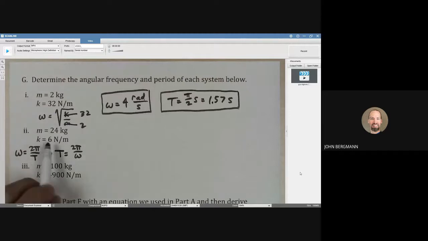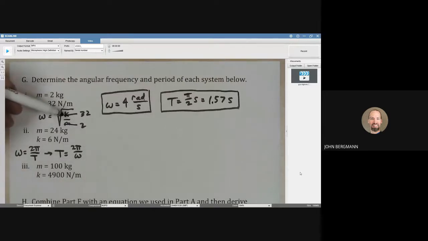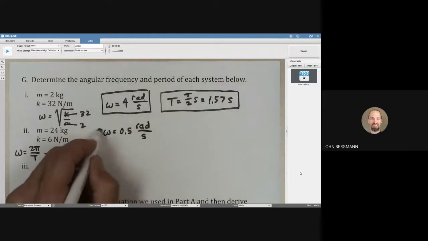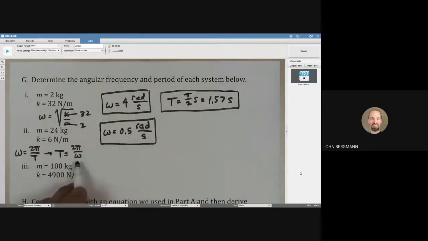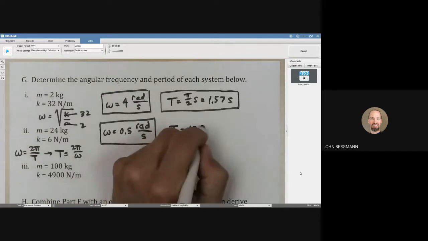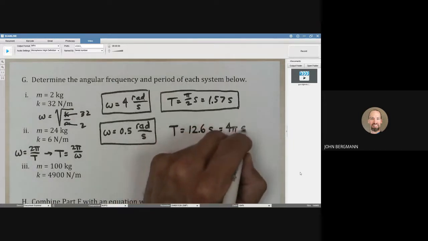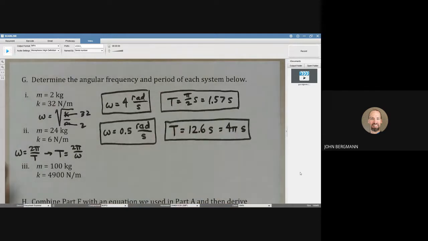All right, how about the next one? What if we put a 24 in the numerator? Oh, no, 6 in the numerator, 24 in the denominator. That's the square root of 0.25, which is a half, isn't it? 0.5. You check me on that. Radians per second. All right, then if we put 0.5 in here, that's essentially 4 times pi, which is about 12.6 seconds. If you want to write it as 4 pi, that would be okay as well, 4 pi seconds.